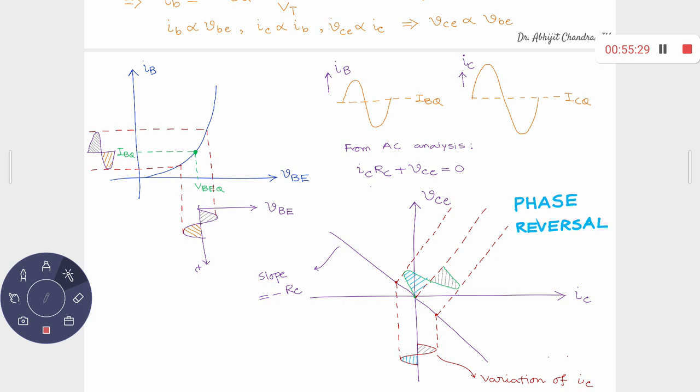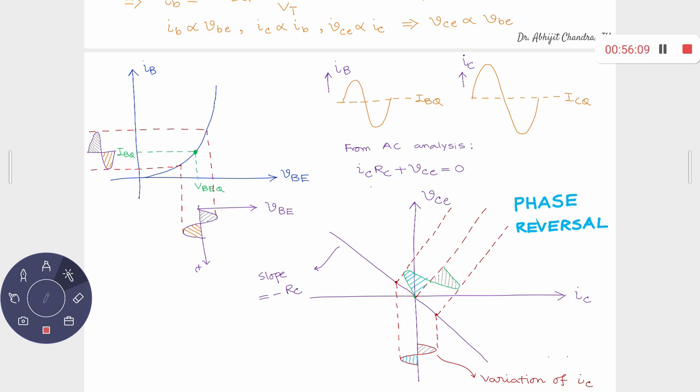Any doubt? Typically, we designate the voltage along the x-axis and current along the y-axis. And then, what was the equation? ICRC plus VC is equal to 0. Right? So it is nothing but the equation of a straight line, a straight line passing through the origin, y is equal to mx, with a slope equal to minus RC. Clear?